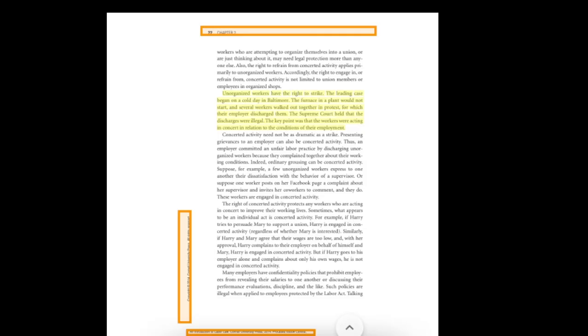The leading case began on a cold day in Baltimore. The furnace in a plant would not start, and several workers walked out together in protest, for which their employer discharged them. The Supreme Court held that the discharges were illegal. The key point was that the workers were acting in concert in relation to the conditions of their employment.